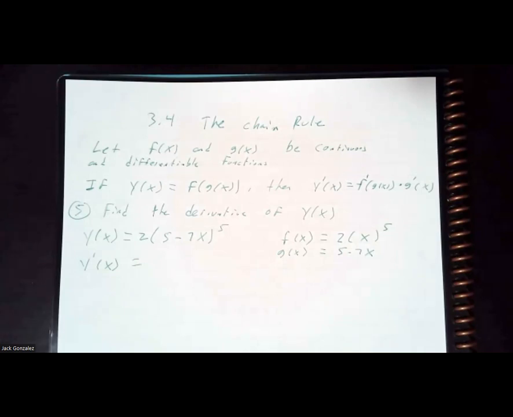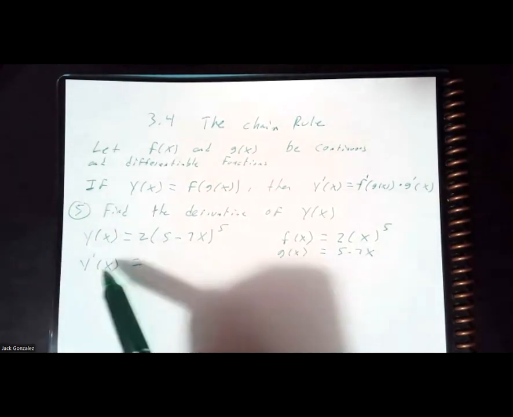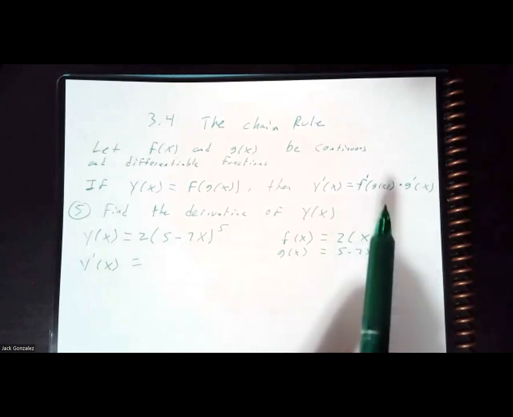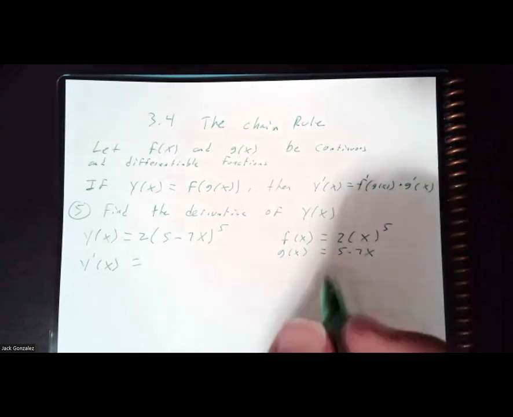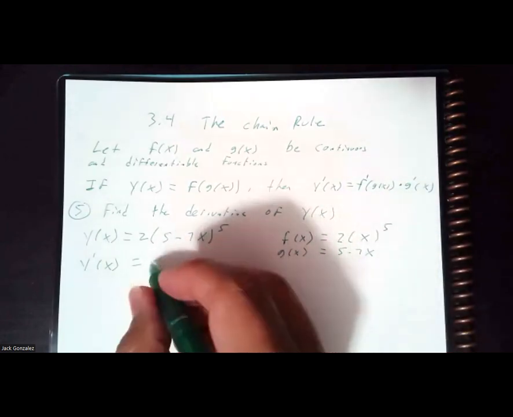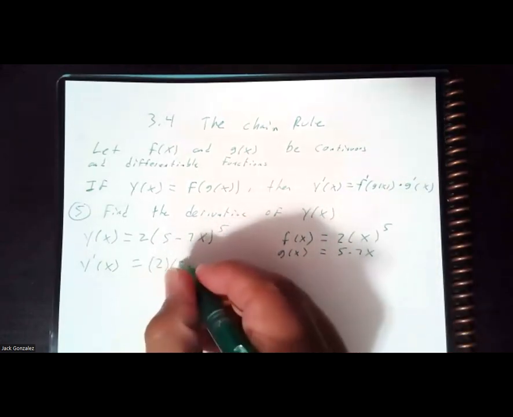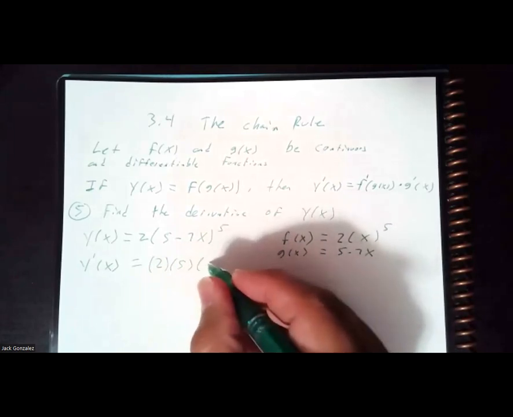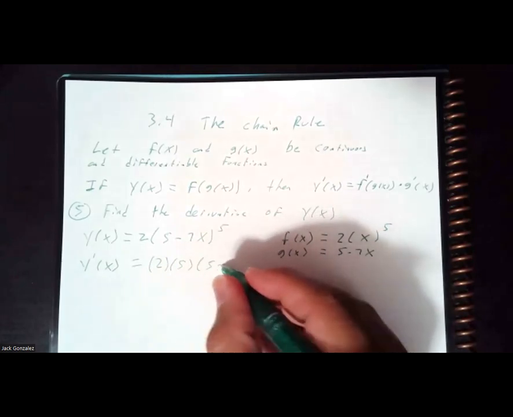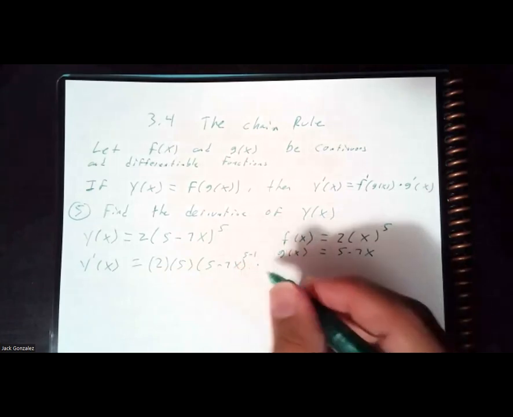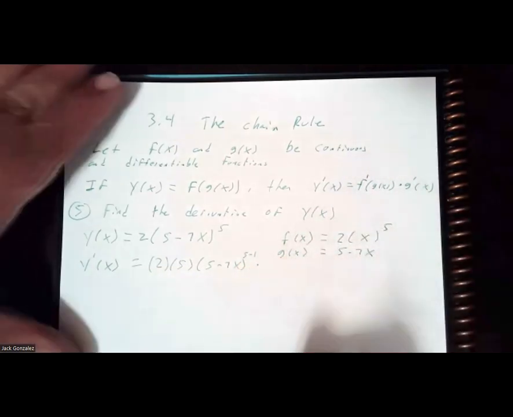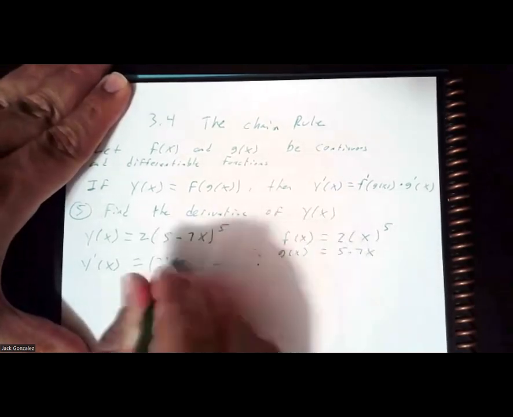So the derivative, dy dx of y, we can use that notation too, would be the derivative of the outside. So you bring down the 5, subtract 1 and then multiply by the... you know what, let me put this in the next line so it's prettier.